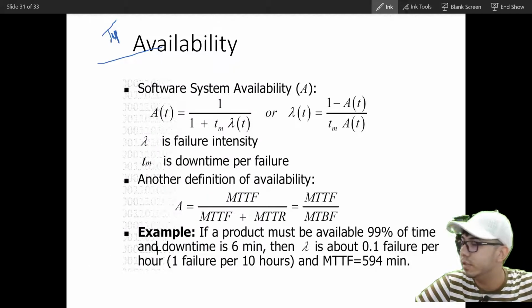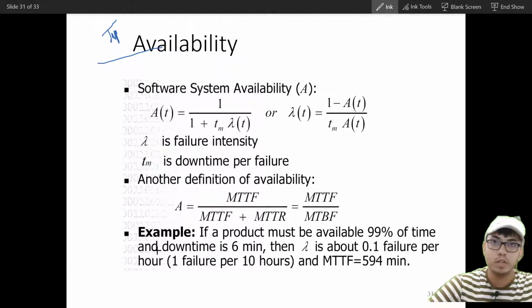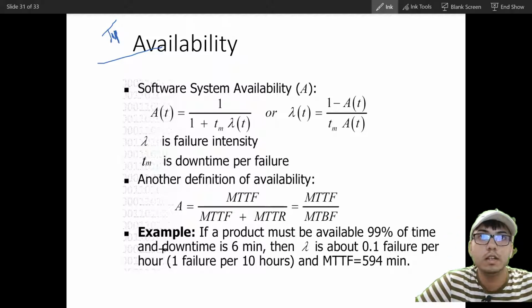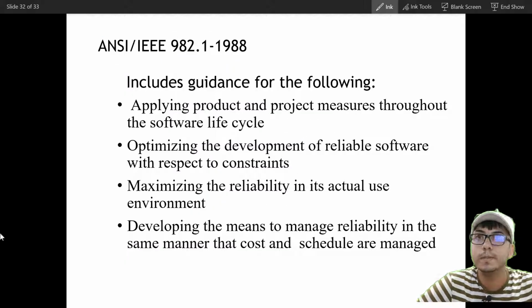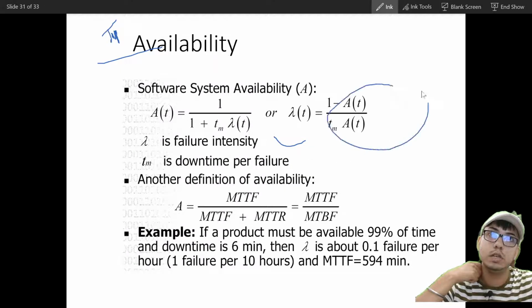For example, if I want to go to Bombay and I want to book a train, I will see at which time it is available for going from Delhi to Bombay. So that is the availability of anything. Whether the system is available for a specific period of time or not. So this is the availability. This is the formula, you can learn it.